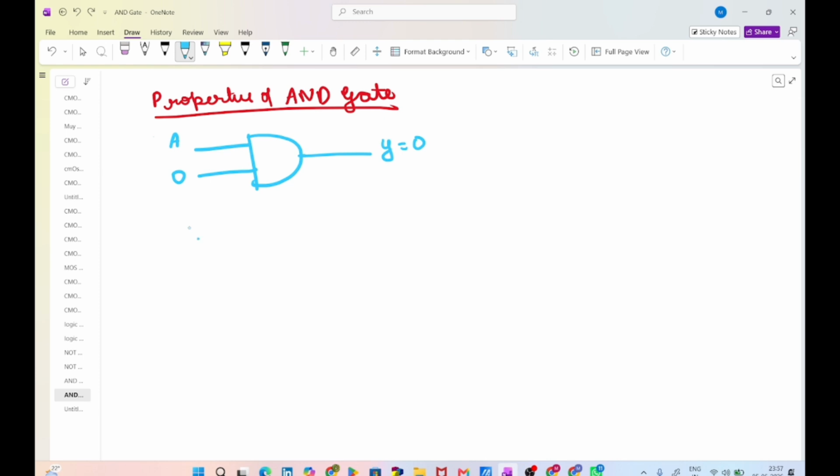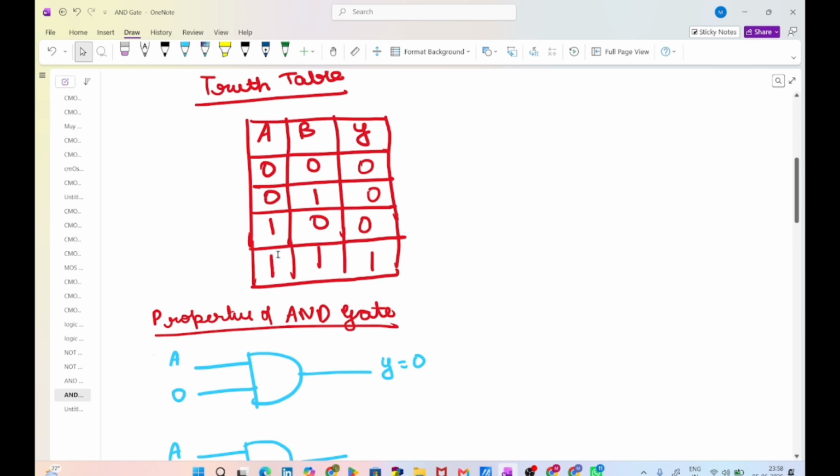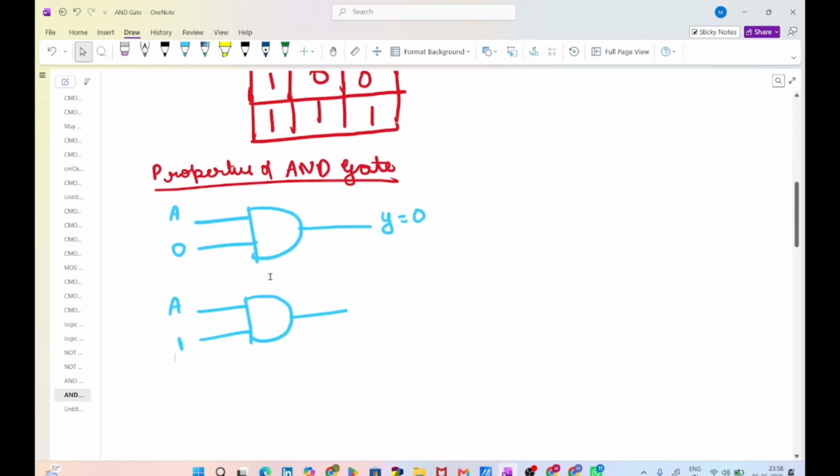In the next case, let us consider one input as A and the other input as 1. You can see that when B is 1 and A is changing, when A is 0, the output is 0, and when A is 1, the output is 1. That is Y is equal to A.